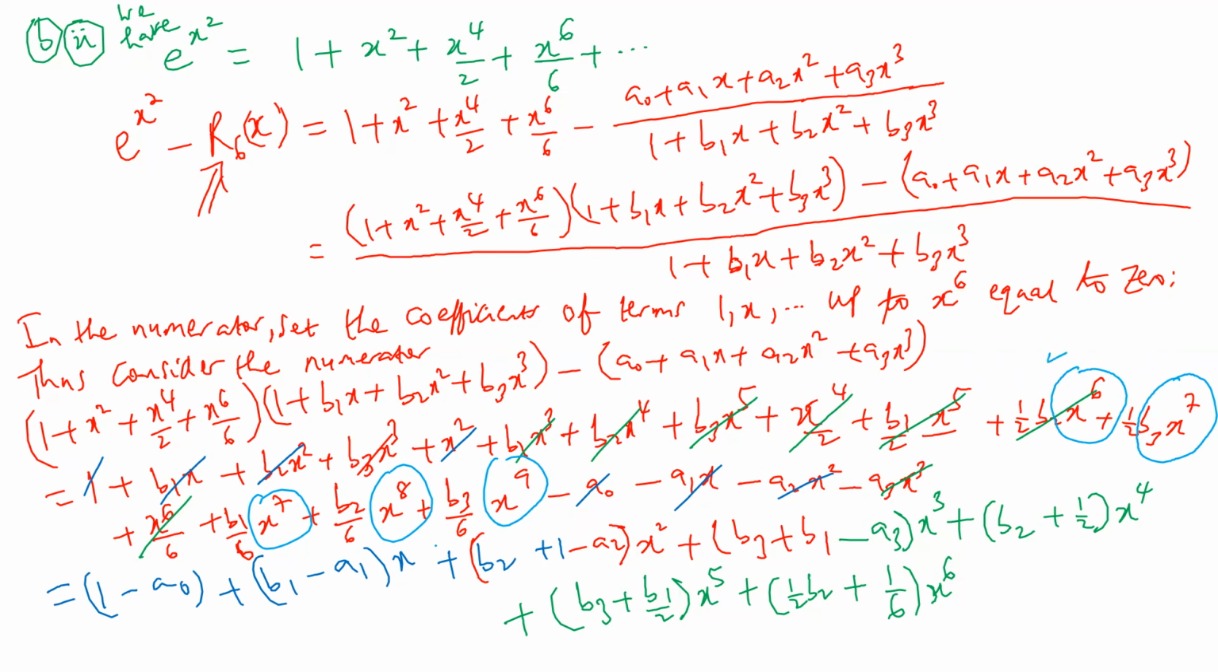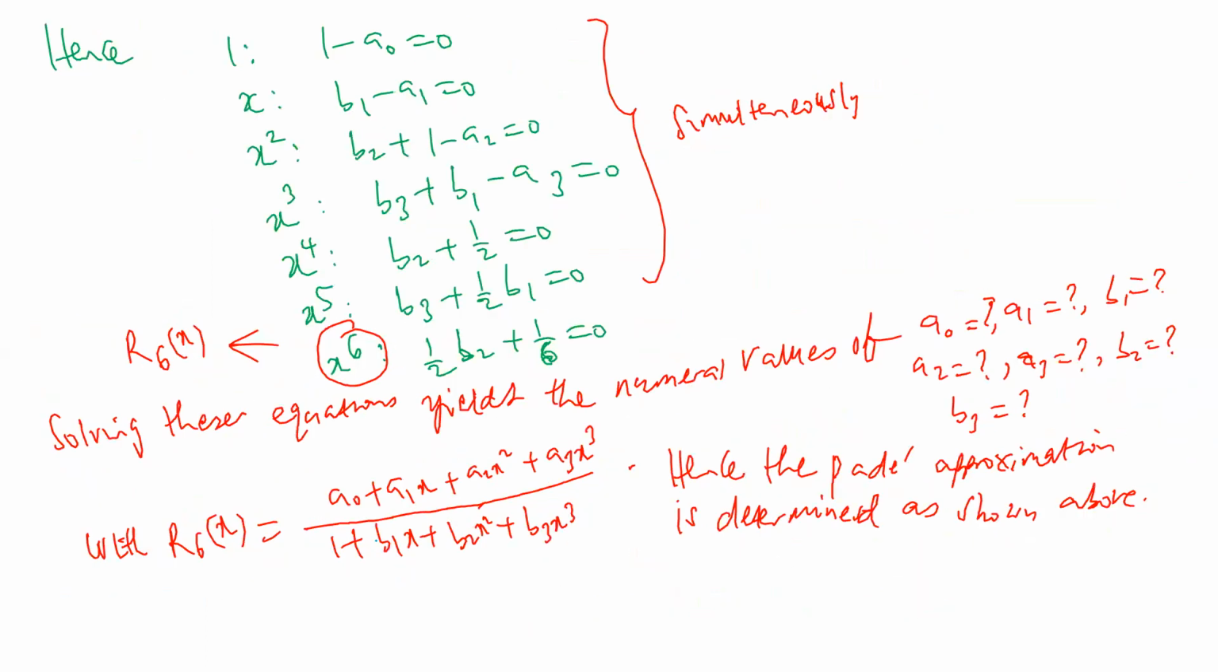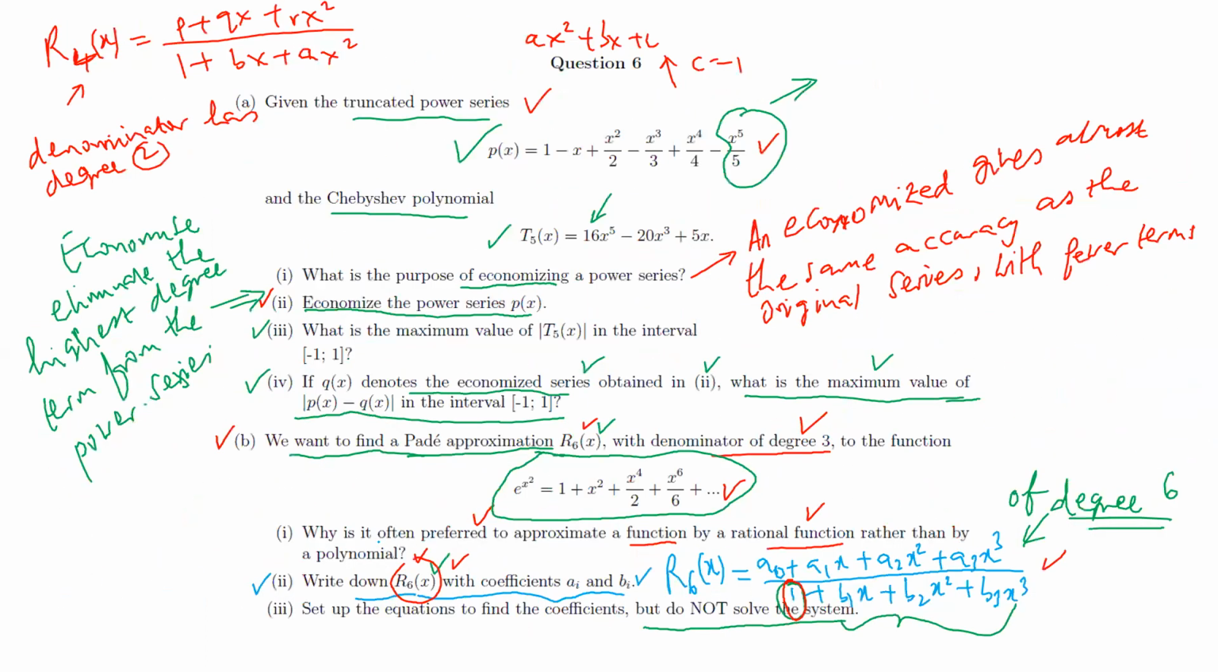We stop at x to the power 6 because it's using R6 and we equate the numerator to 0. As we said here, in the numerator, set the coefficients of terms 1, x, x squared up to x to the power 6 equal to 0. You set the coefficients equal to 0 and then solve this simultaneously, and that will give you the Pade approximation. So we have answered this question. We continue.